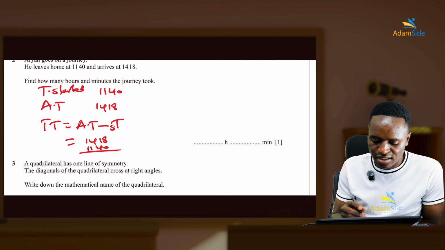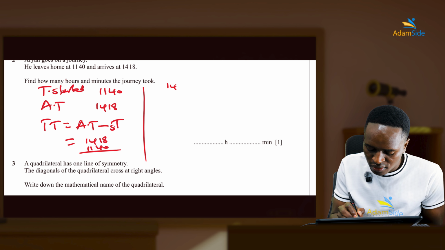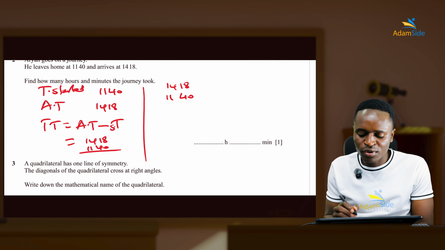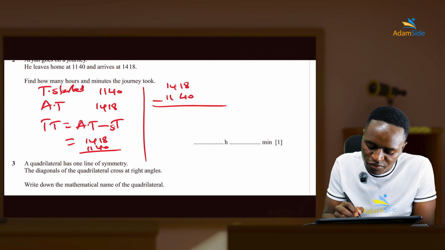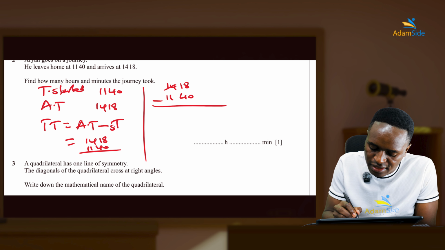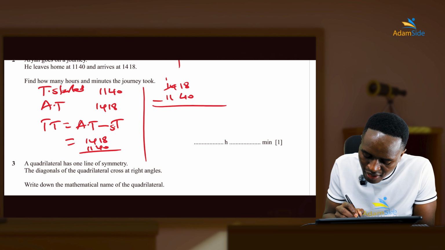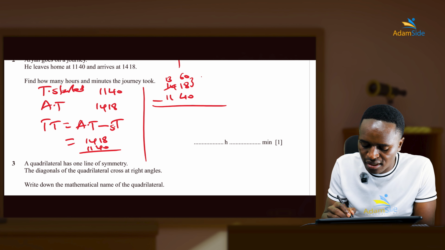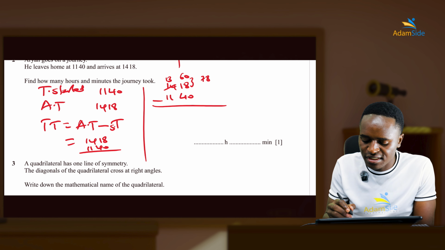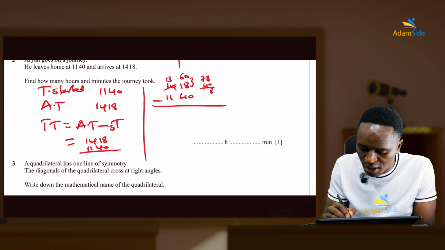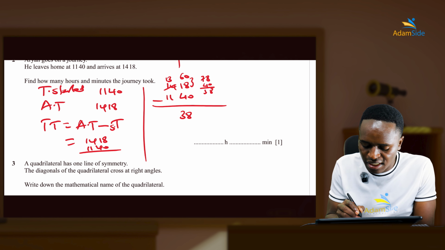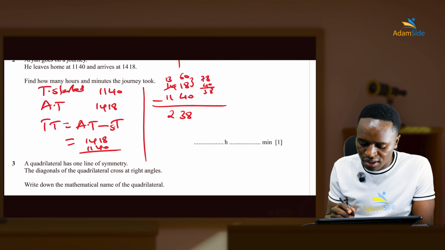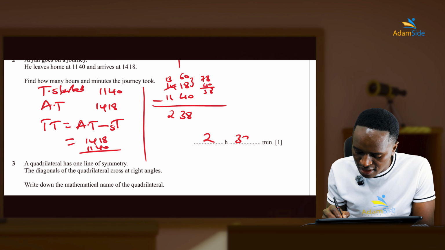We can take away. This is simple. So we say 14 hours 18 minutes minus 11 hours 40. 18 minus 40 is impossible. You have to borrow 1 hour. If you borrow 1 hour here, you remain with 13. Then convert 1 hour, which is equivalent to 60 minutes. You add it to 18, you get 78. 78 minutes minus 40 is now possible. So you get 38 minutes. Then 13 minus 11 is 2. So he took 2 hours and 38 minutes.